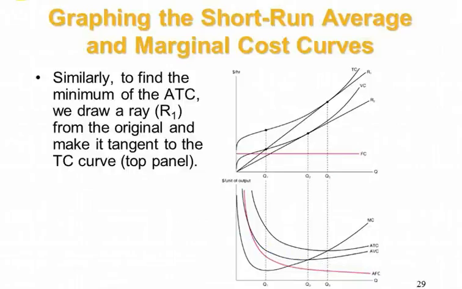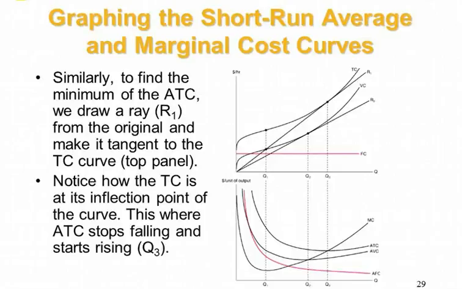Similarly, you could do the same thing with total cost. You take a ray from the origin and draw it until it just kisses the total cost curve, right like this. And that's that point right here. And now Q sub 3 is the rate of output that will minimize your average total cost.